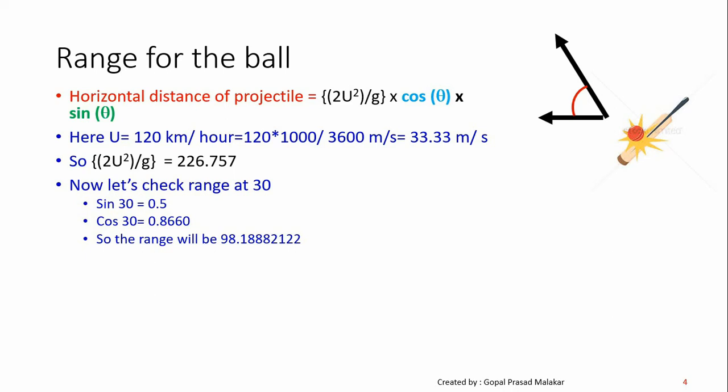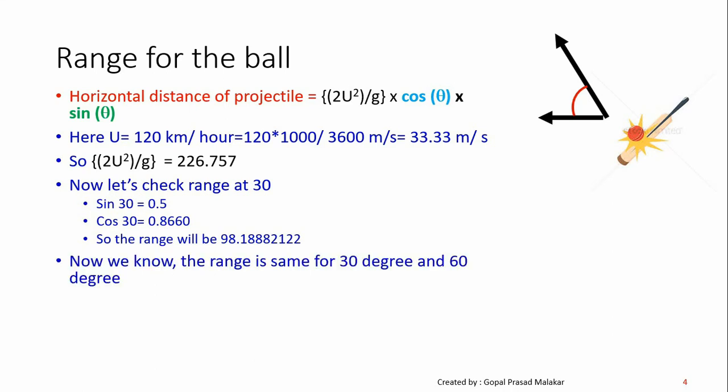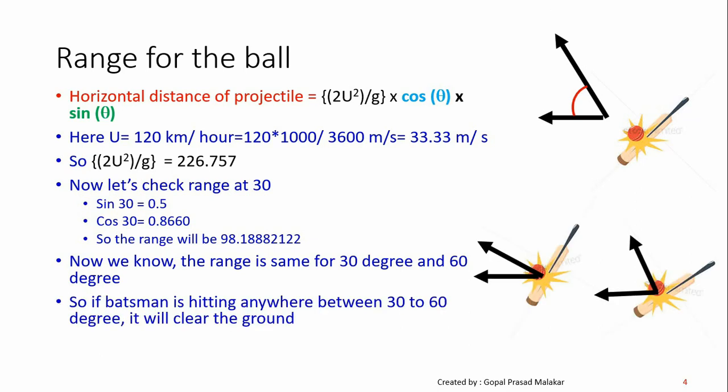Now we know for sure that whatever is the range at 30, you get the same range at 60. Whatever is the range at theta, the same range is at 90 minus theta. So at 30 as well as 60, it will cross the boundary. So the batsman has to ensure that he is hitting it anywhere between 30 to 60, and it will clear the rope. So when he is hitting at 30, the ball will project at an angle of 30, and when the hit is higher, the ball will go at an angle of 60. Anything between that is good enough.